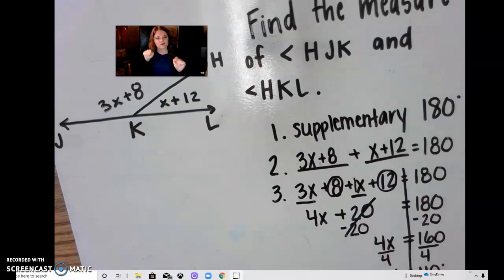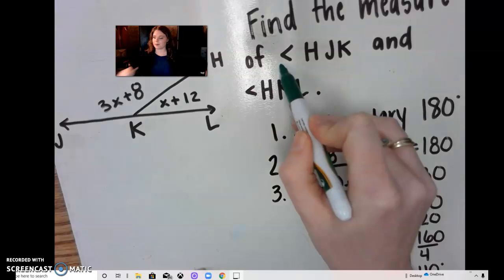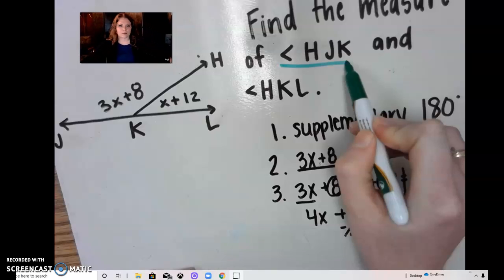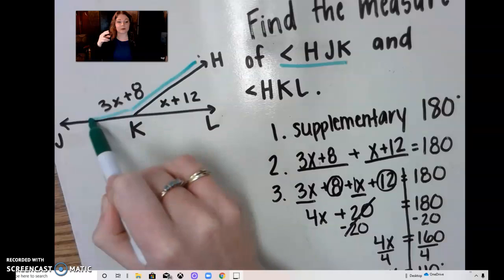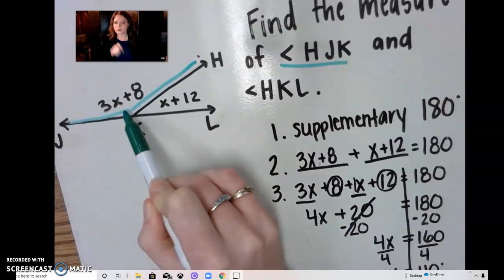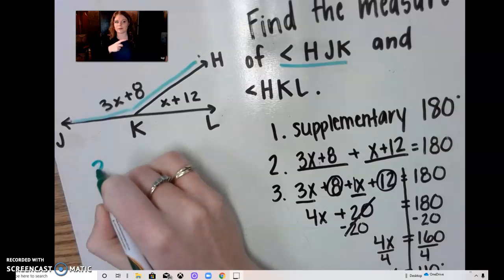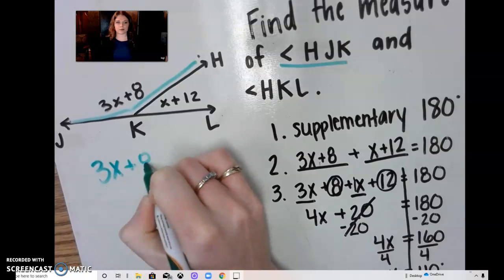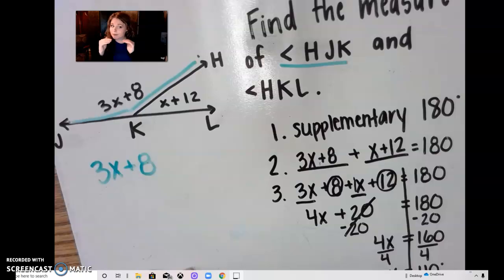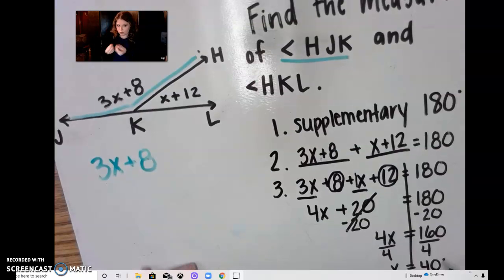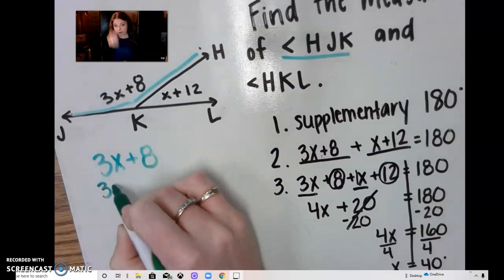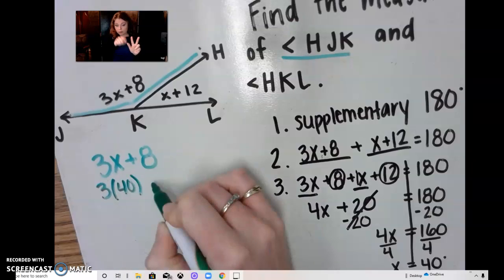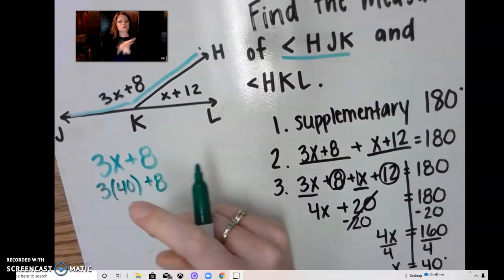So I'm going to color code it kind of like she did in the last one. The first one is going to be green, which is right here. So just following those letters, I have H, J, and K. So I'm trying to solve for 3x plus 8. Again, we know that x is equal to 40 because of the work that we did earlier, so I'm just going to plug it in. Remember when a number is next to a variable, you're going to multiply, and I'm going to show that with parentheses. And then you're just going to add your 8.